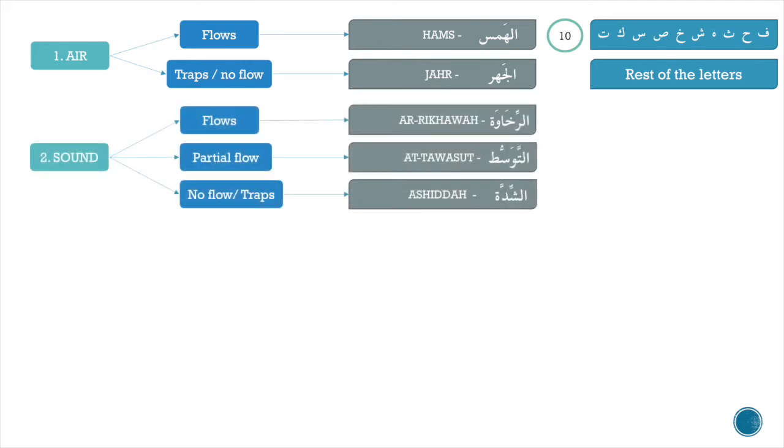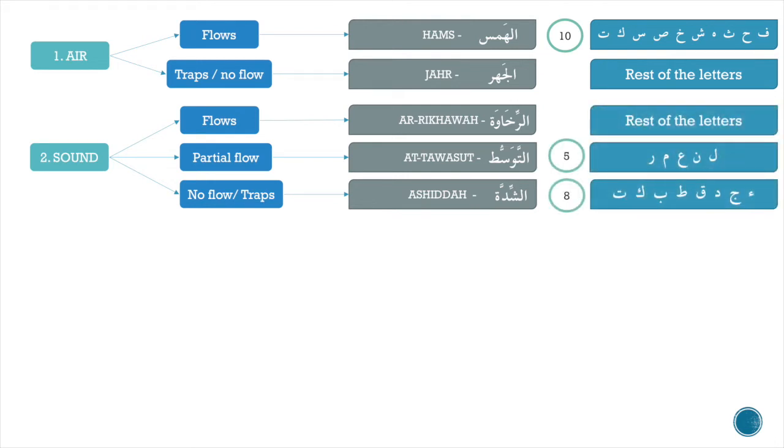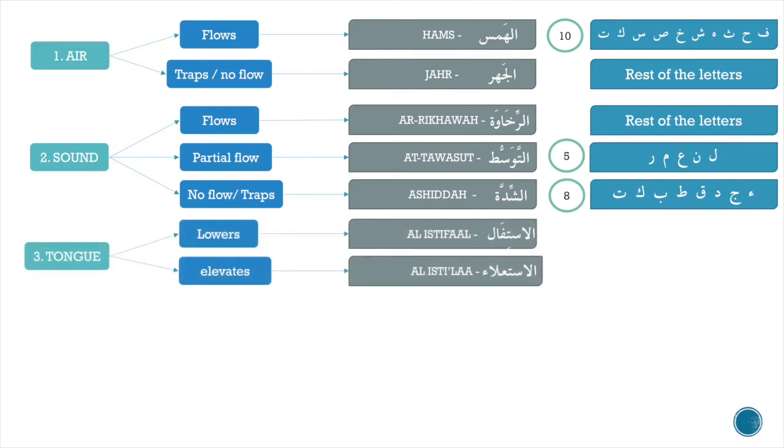We have looked at sound flows, which is known as rikhawa, sound partially flows, which is known as tawassut, and sound which does not flow, which is known as shiddah. For shiddah, there are 8 letters, ajid, qitta, bakat. For tawassut, there are 5 letters, leen, umar, and the rest of the letters fall into the category of ar-rikhawa.